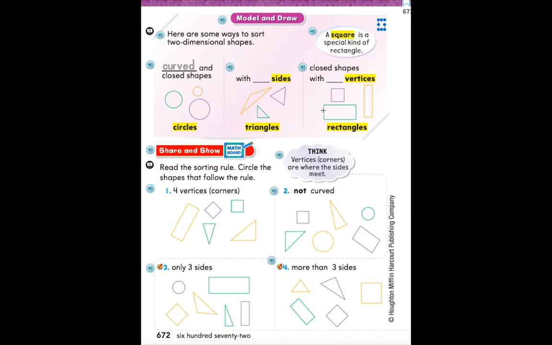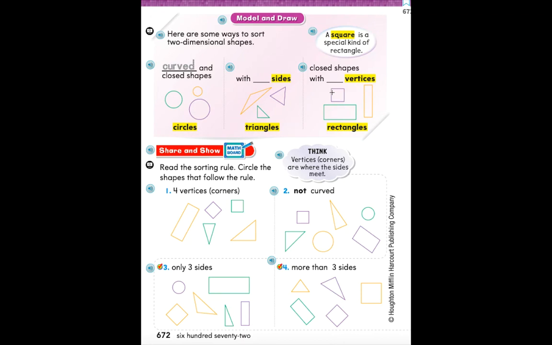And we have rectangles and squares. Squares are a special kind of rectangle. A square has four sides and all four sides are the same. Rectangles have four sides too, but not all the sides are the same. Two sides are the same. Can you see? These are the long ones and this is the short one. Only two sides are the same. In a square, all the sides are the same length.